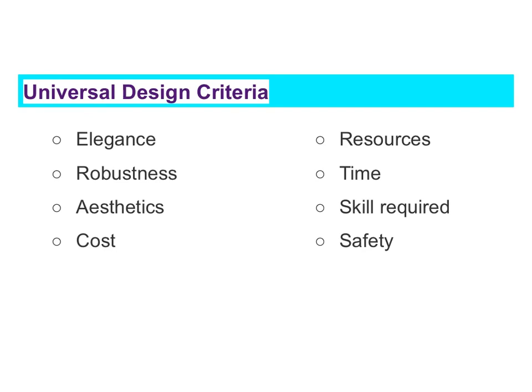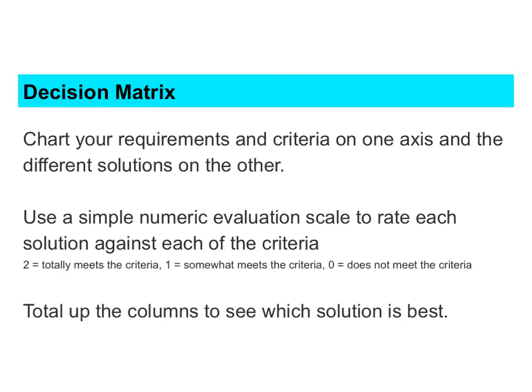So having taken a look at the requirements, the nice-to-haves, and the universal design criteria, how do you decide which is the best design? Well, a decision matrix is a very important chart that can be used to help you make the decision on which design is the best design. It may be obvious which solution is the best, but more often than not, it helps to compare the solutions in a design matrix. A design matrix is a chart with your requirements and criteria on one axis and the different solutions on the other.